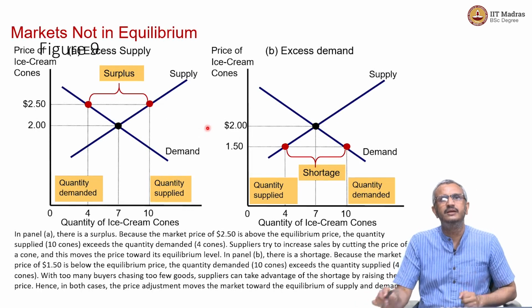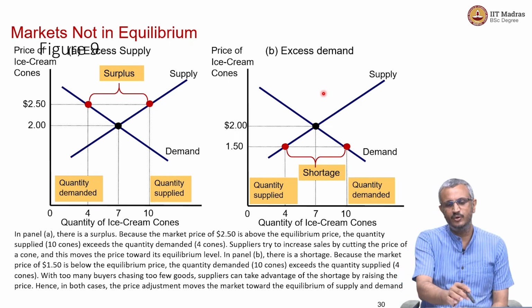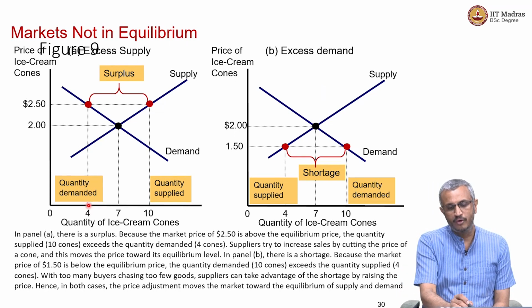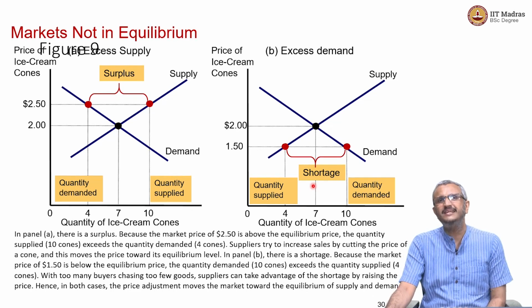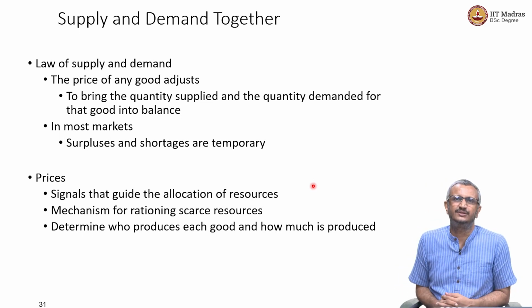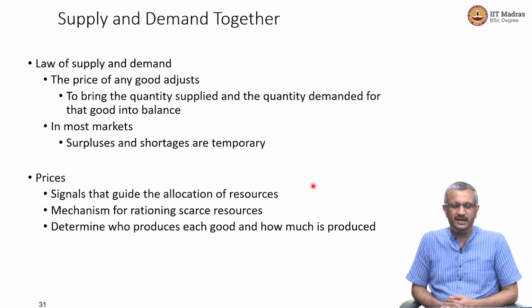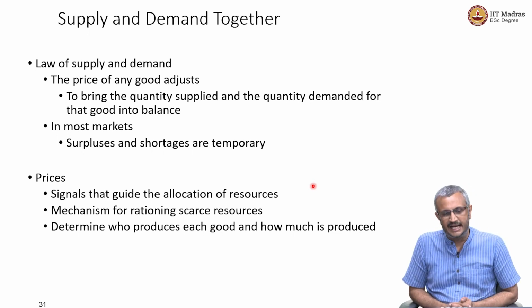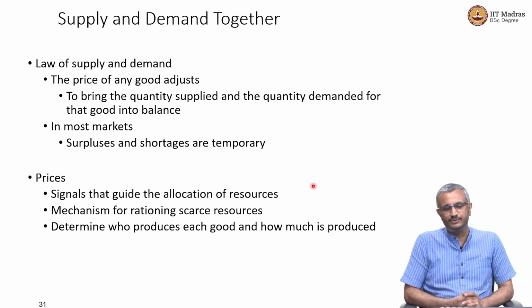And this is what I was talking about in terms of the surpluses as well as the shortages. Here quantity demanded is 4, but quantity supplied is 10. So there is a surplus. Here the quantity demanded is 10, but what is supplied is 4, so there is a shortage. So price mechanism avoids these supply and demand bottlenecks, surpluses and shortages. When we put supply and demand together, then the law of supply and law of demand, when we bring it together, we know that the price of goods adjusts in such a way to bring quantity supplied and quantity demanded for that good in balance.